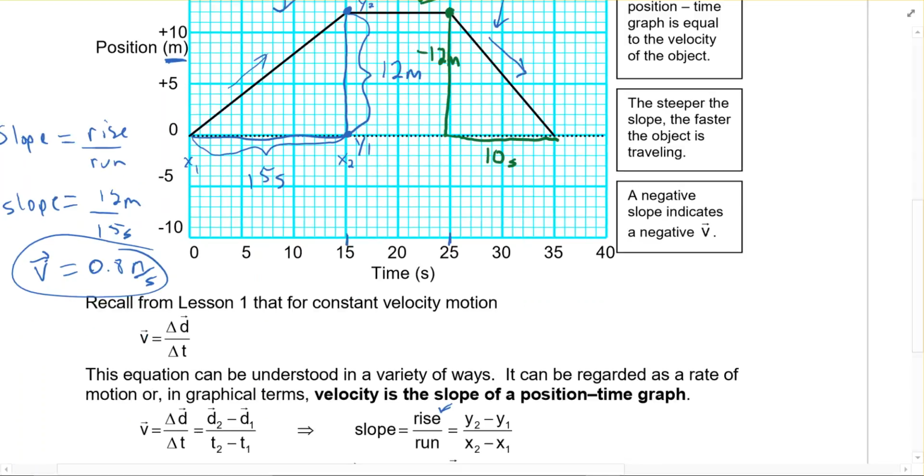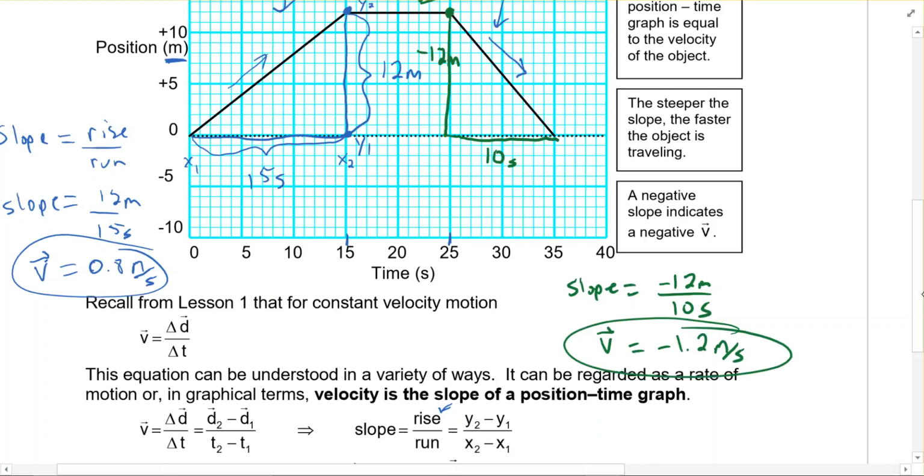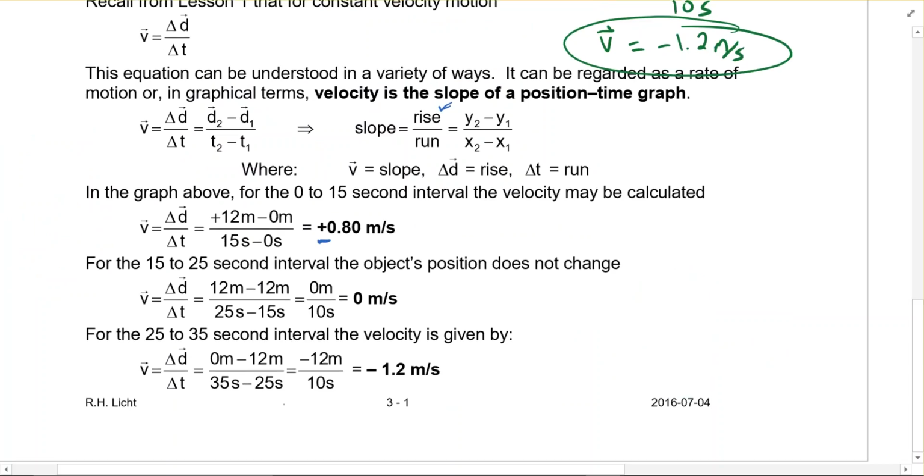So now I just got to do the same thing. So if we write this over here, we got slope is going to be equal to rise over run. So rise is negative 12 meters over 10 seconds. So my slope here, or my velocity, is going to be equal to negative 1.2 meters per second. And I've also done that down here. So whatever works best for you, you can see what I've done there too.